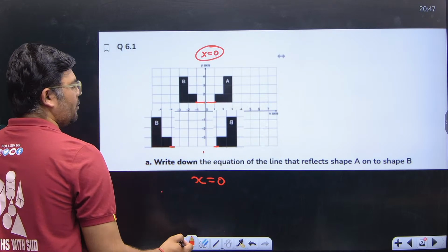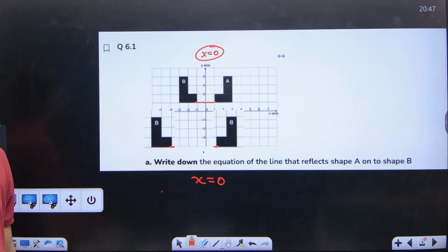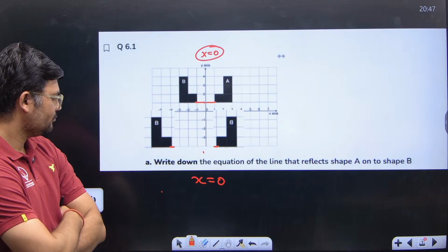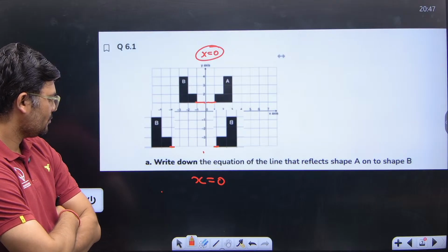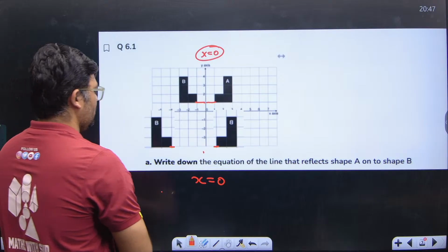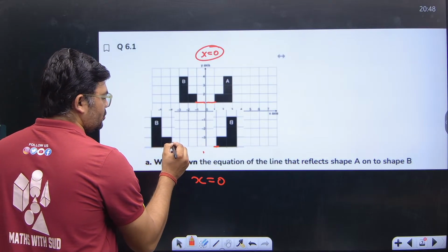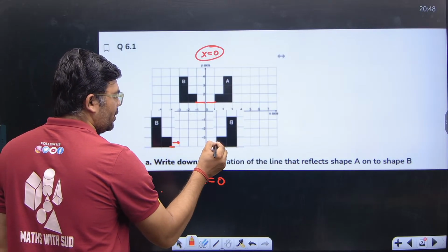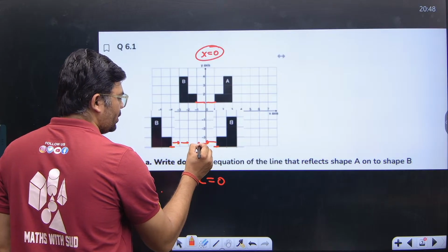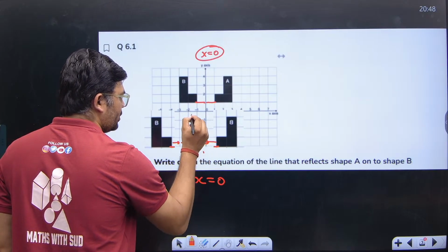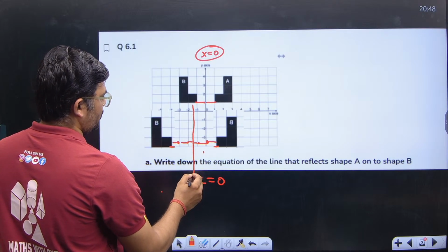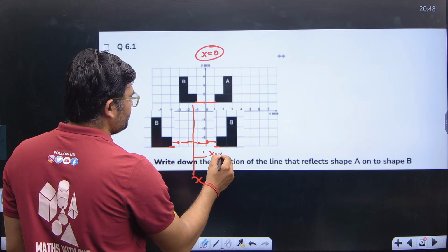Now can you tell me what will be the equation? X is equal to 5? Okay, let me check. So 1 unit from here, 1 unit from here, 1 unit from here, 1 unit from here. So in between you will meet. This is your reflection. Okay, so it's x is equal to 4 now, right? X equal to minus 1.5.